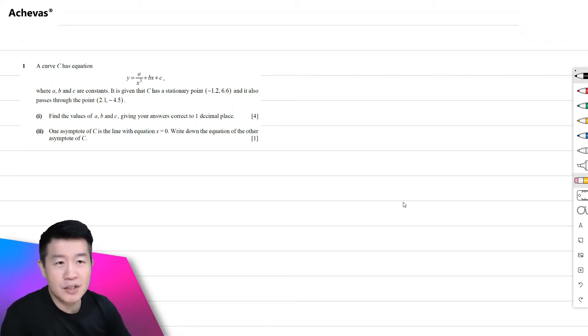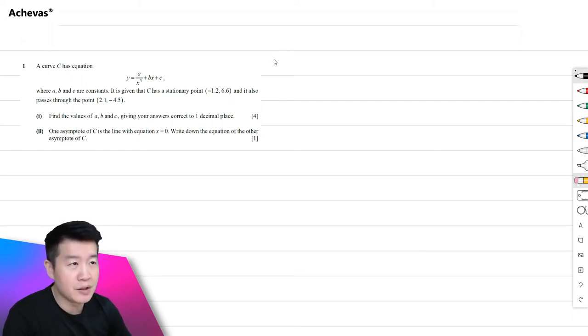So for question number 1, let's give it a try. We are given an equation. This is a system of linear equation question where we are supposed to form 3 equations to solve for A, B, C. So for the curve C, it has a stationary point of minus 1.2 and 6.6, which means that at this point, it should satisfy the equation of the curve. At this point, dy/dx must also be equal to 0.